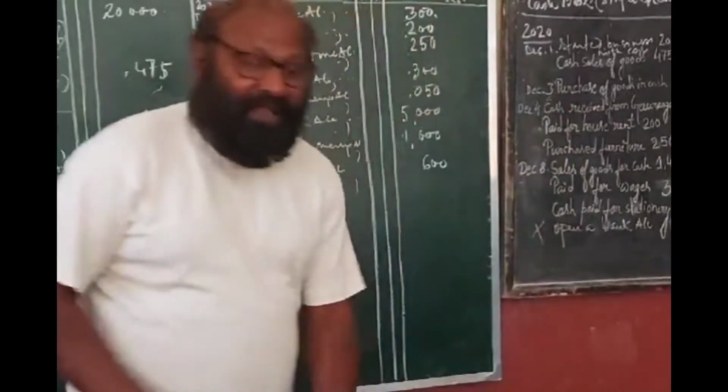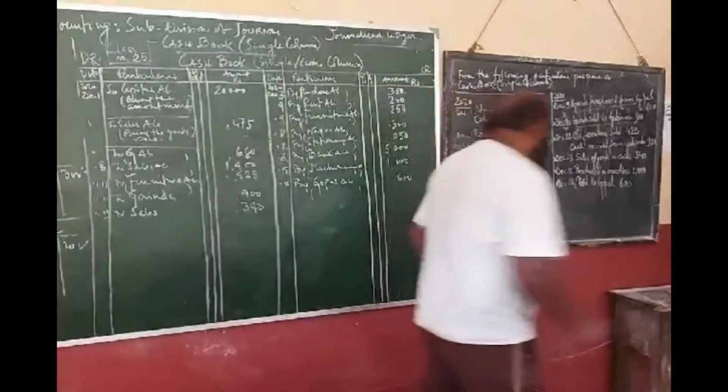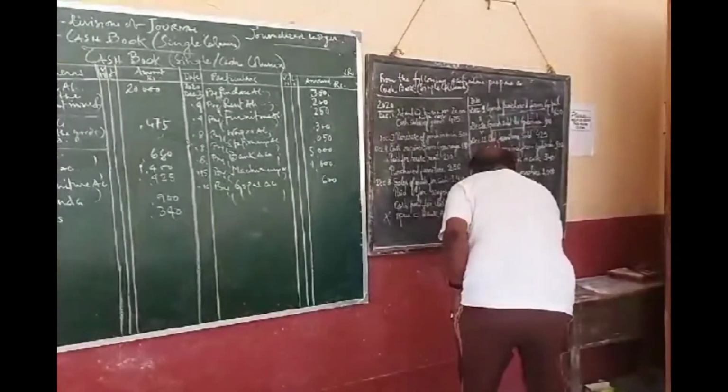Now I am adding one thing. Withdrawn amount from bank, say December 20.